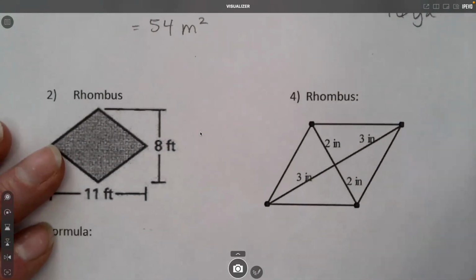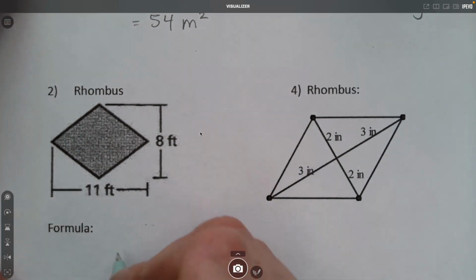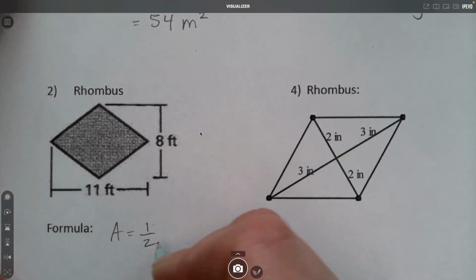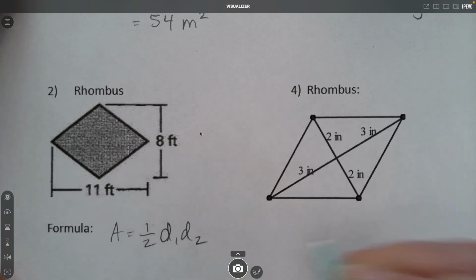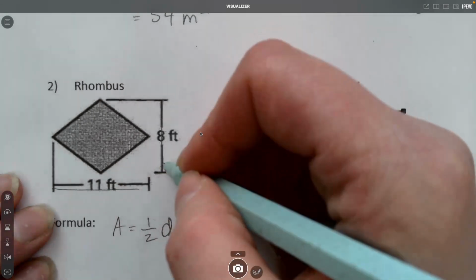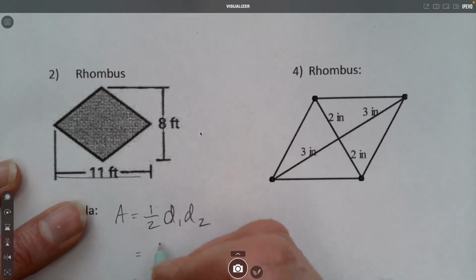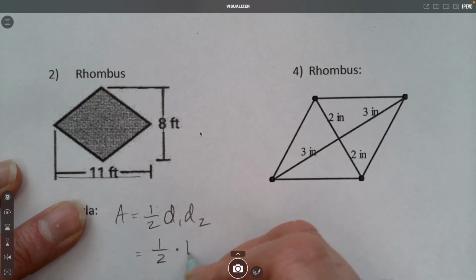So the last two on this page, we're looking at rhombus. There's 2 on the back, but there's 2 more at the bottom, and they are a rhombus. So a rhombus formula is 1/2 diagonal 1 times diagonal 2. They're showing me on this one that one of my diagonals is 11, the other one's 8. It doesn't matter which one's diagonal 1 and which one's diagonal 2. So I'm going to have 1/2 times 11 times 8.